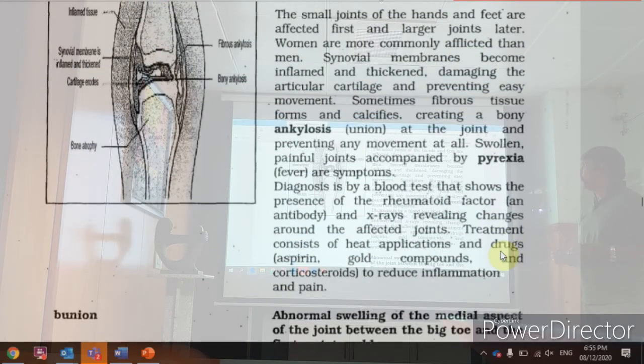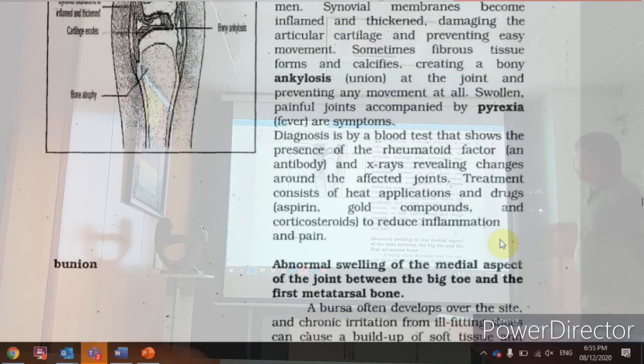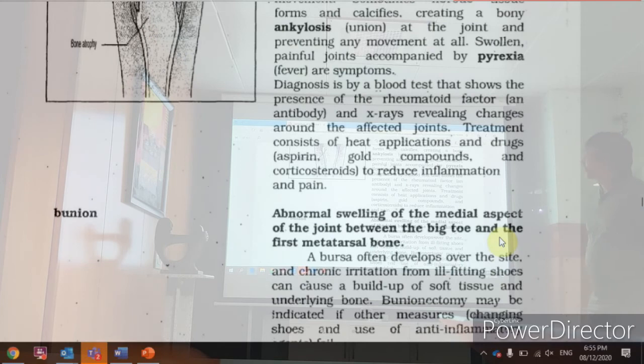Swelling will happen, accompanied by pyrexia. Pyrexia means fever. Diagnosis is by blood test. Classically, we check the RH factor, just like it was checked for me right now. X-rays reveal the changes. Heat application and drugs are given to reduce the inflammation.